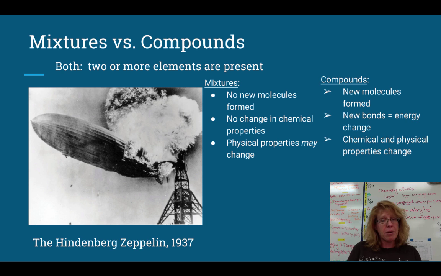To make a compound, we have to create some new molecules, which means we need new bonds. Some sort of an energy change. Either energy has to be put in or energy has to come out of that process. And a lot of times that feels like a change in heat, or maybe there's fire. And in the case of a compound anyway, we're going to get not only new physical properties, but we will definitely get new chemical properties. Something new is the result of the formation of a compound. There's nothing new created in a mixture.